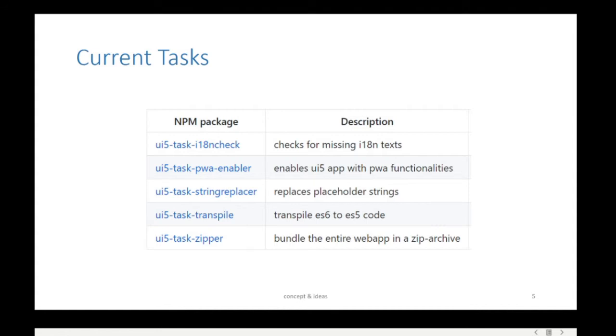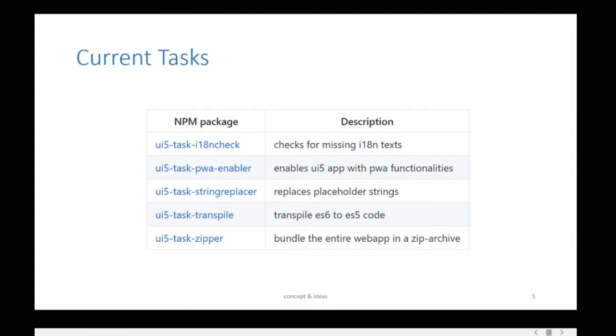Another extension is string replacer, and it replaces placeholder strings. So if you have different API endpoints for development or production environments, you can just put a placeholder string, and based on the environment variables, it will replace those values with the production API endpoint or development API endpoint. So this task, as an example, changes the files itself.